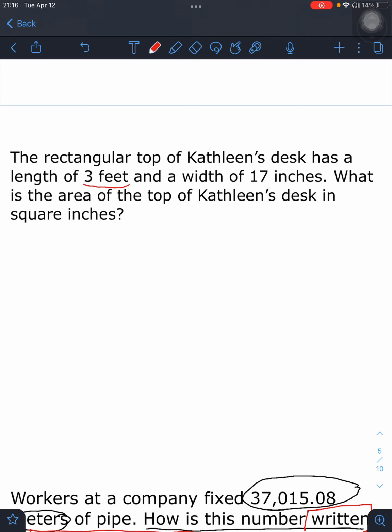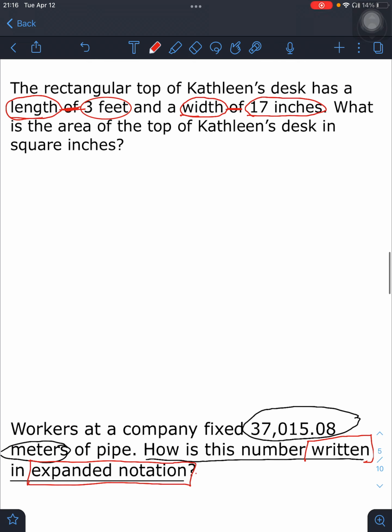Important details, we have 3 feet, that's the length. The width is 17 inches. Those are important details. Then we are going to underline our question itself. So here's our capital letter beginning our question. What is the area of the top of Caitlin's desk in square inches? Okay, and our question mark to signal our underline.